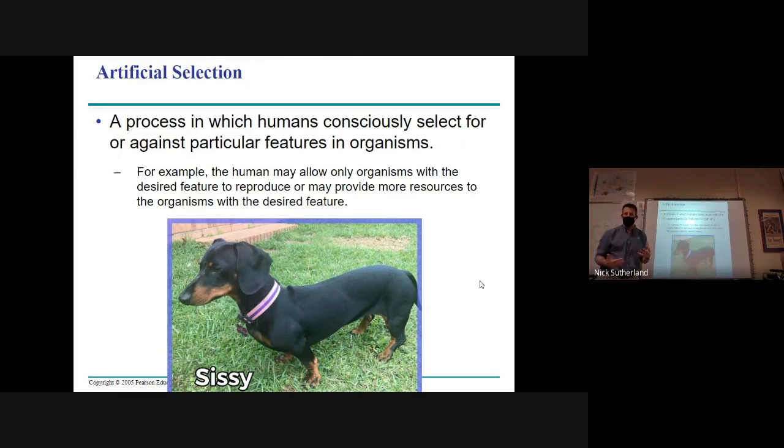This is the fun part about natural selection. Now this is artificial selection, but they didn't always look like this. Why is it that they have this extreme feature of being long, narrow, low to the ground, short, stubby? Kendall?